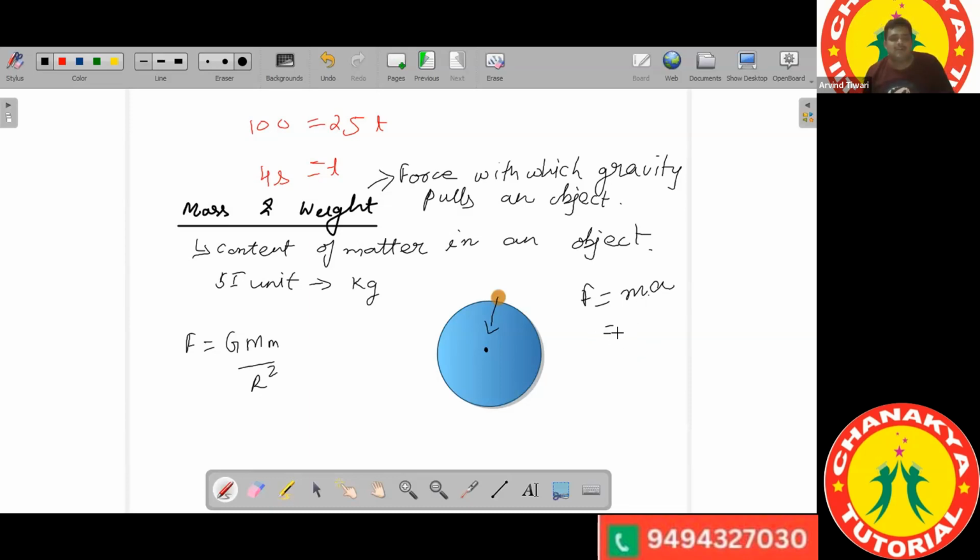The mass of an object will be measured in kilogram, and acceleration we know as 9.8. The acceleration due to gravity is 9.8. So therefore, the force with which gravity pulls, that is the weight, is equal to m into g. This is the same weight, which is equal to mg. So weight is a type of force.